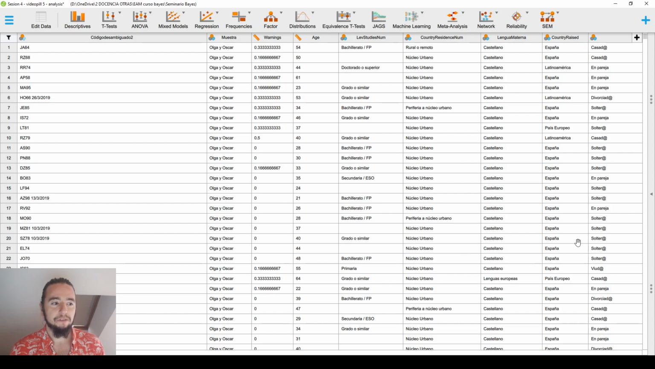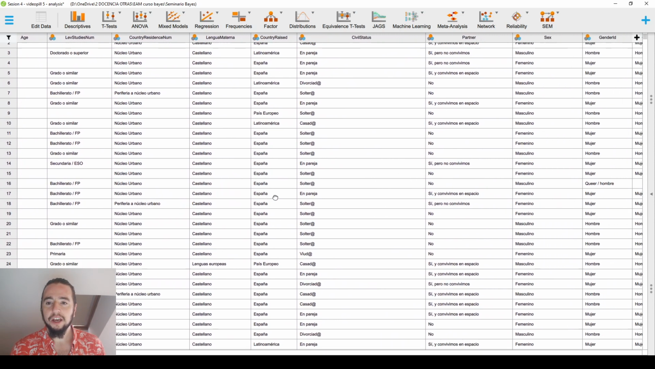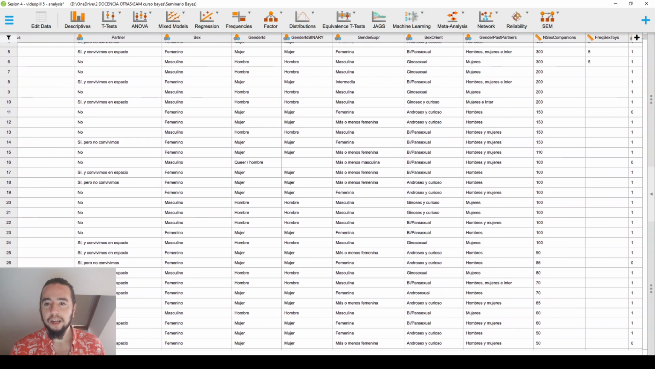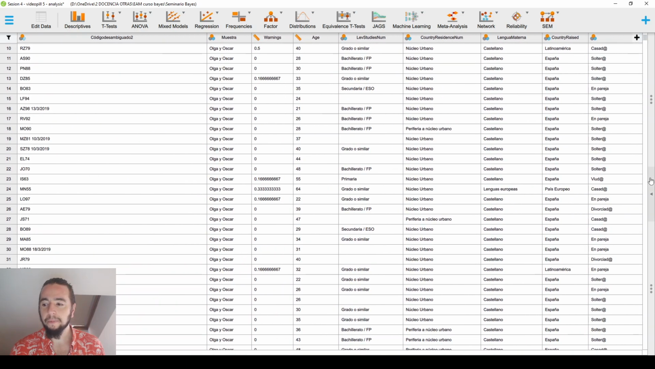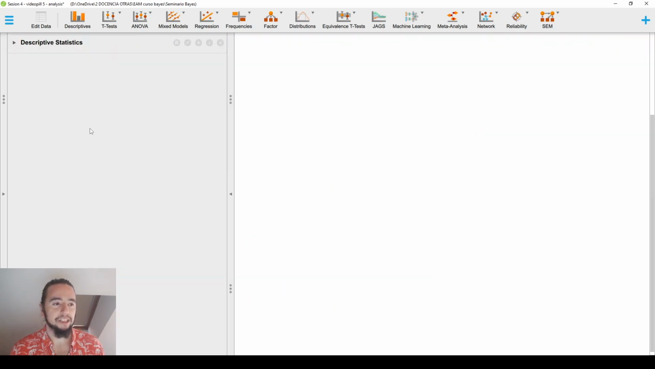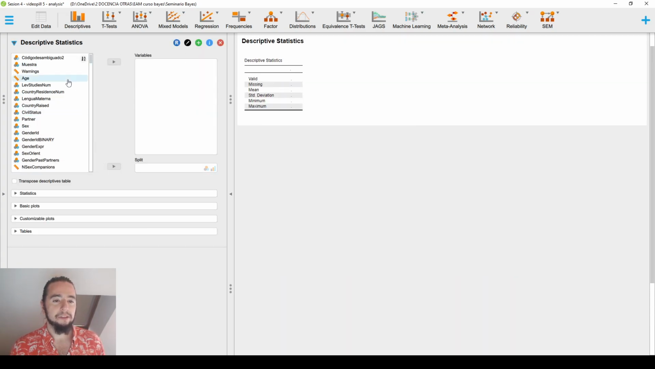This is a dataset from a recently published study of mine and other colleagues about psychological characteristics of BDSM practitioners and non-practitioners. It has been recently published in a pretty good journal, so we are happy about that. So let's get some descriptive statistics going. I'm sorry for the Spanish labels of the variables, but I will explain every variable that we will use.